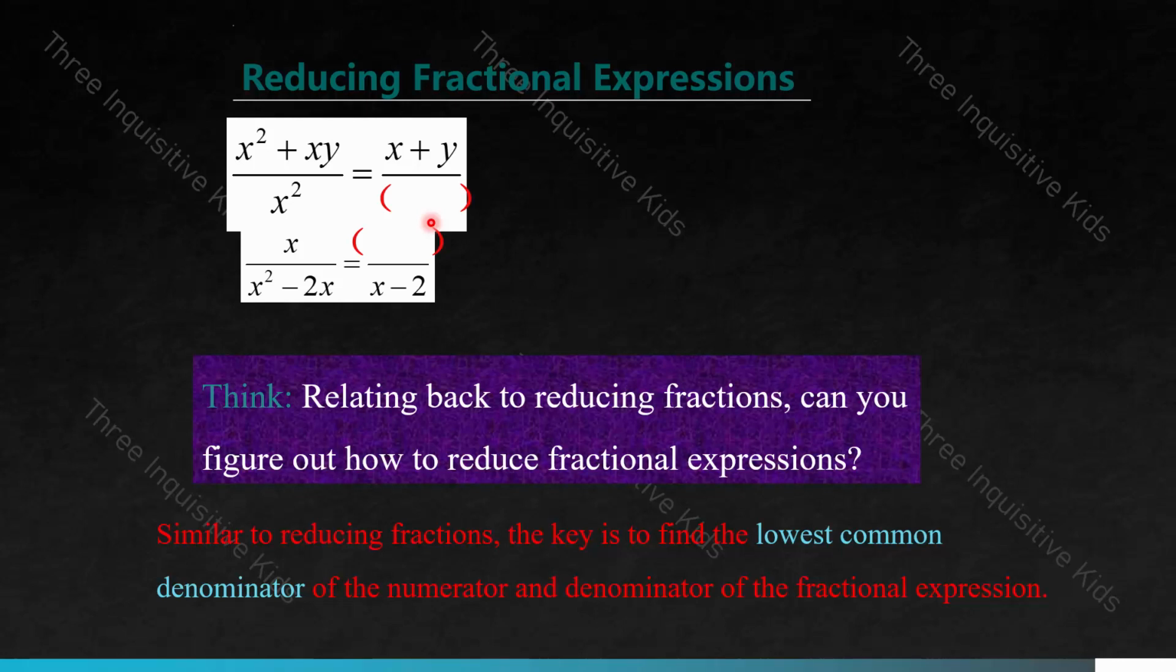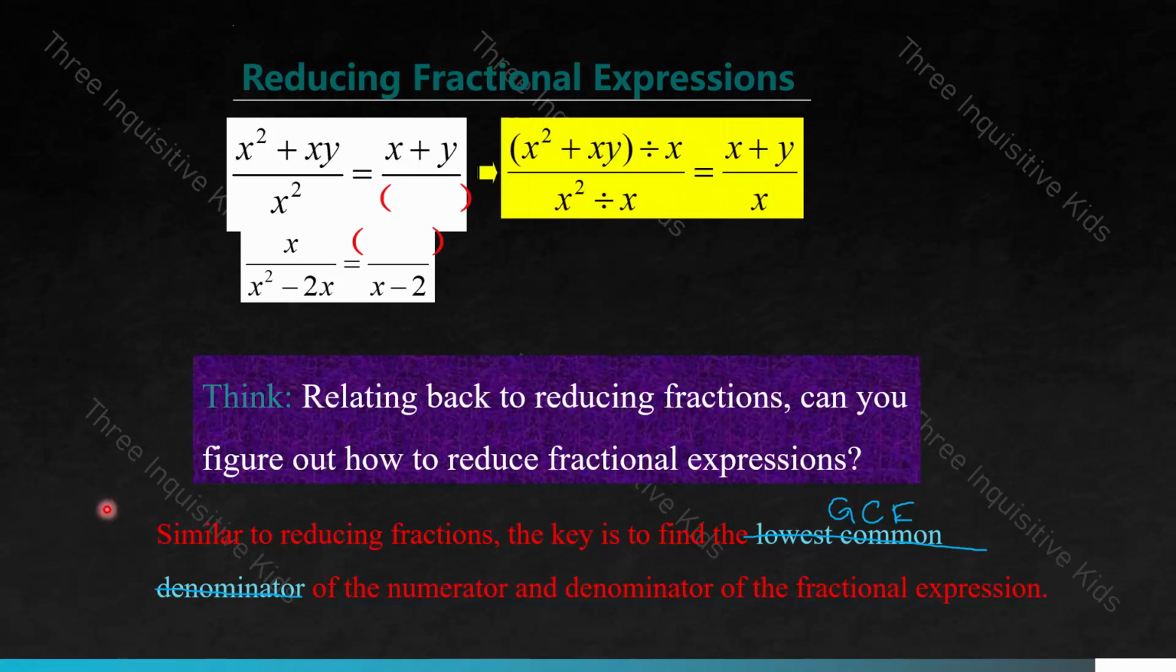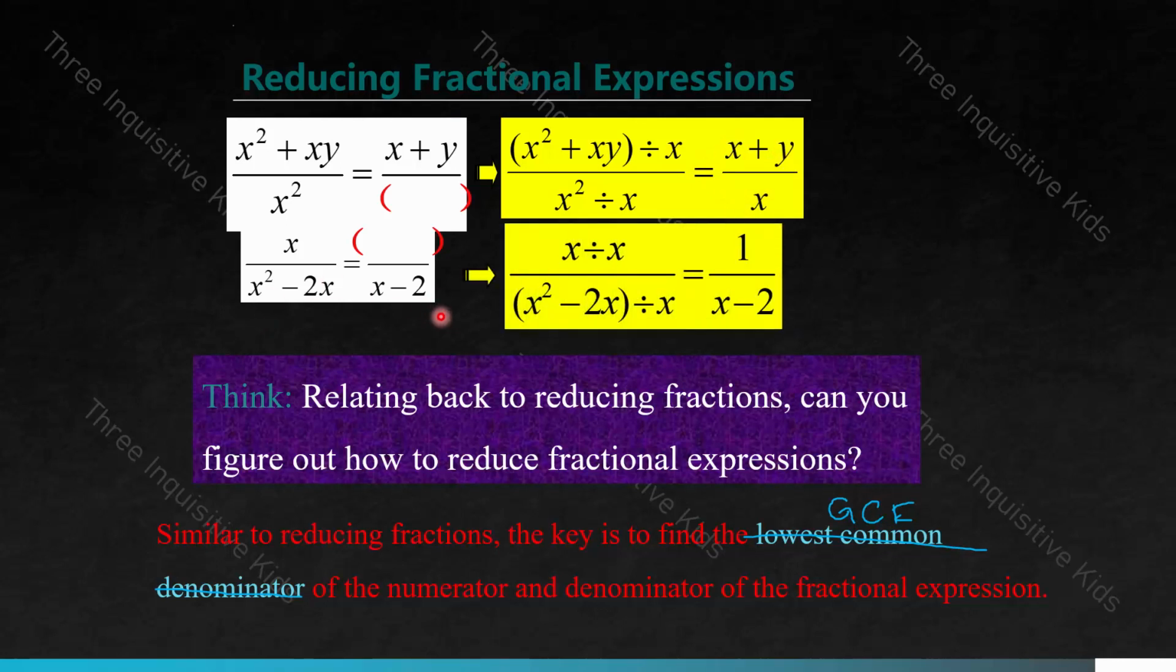Well, similar to reducing fractions, the key is to find, here we are going to change it into greatest common factor, GCF, greatest common factor of the numerator and denominator of the fractional expression. So in the top here, since the greatest common factor is x, we're going to take it into x plus y over x. And on the bottom here, since the greatest common factor is x, we're going to turn it into y over x minus 2.